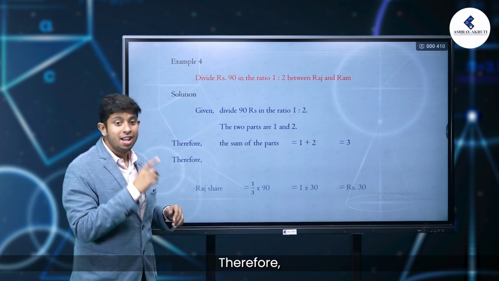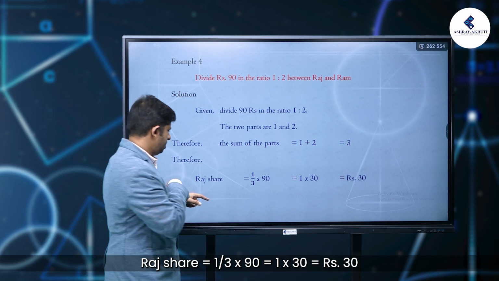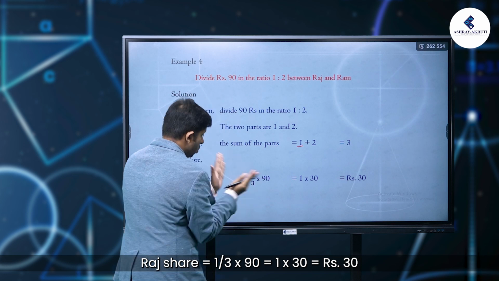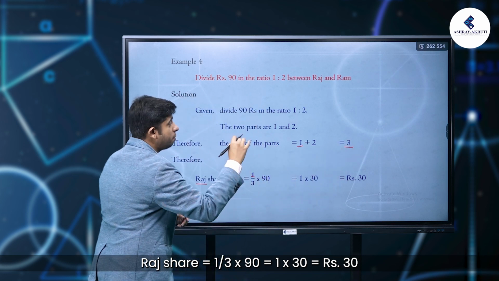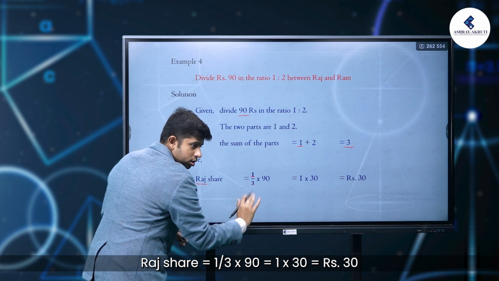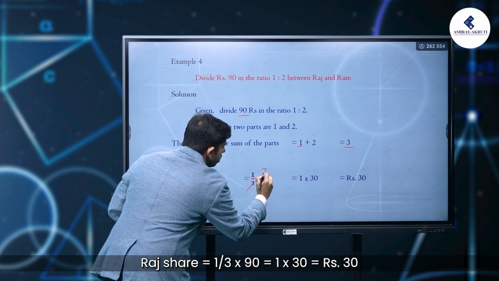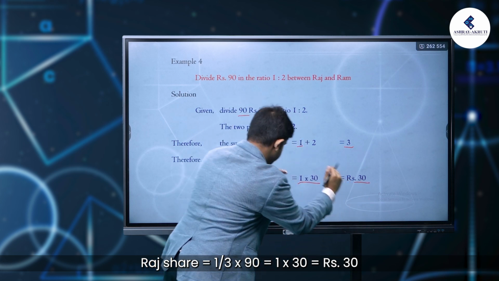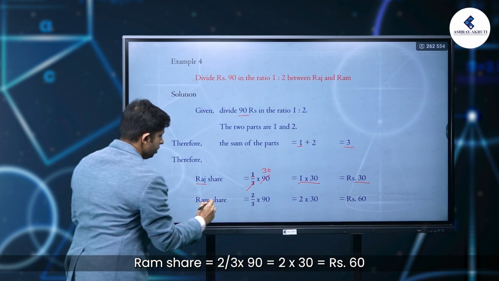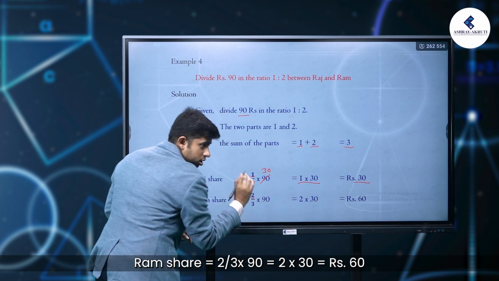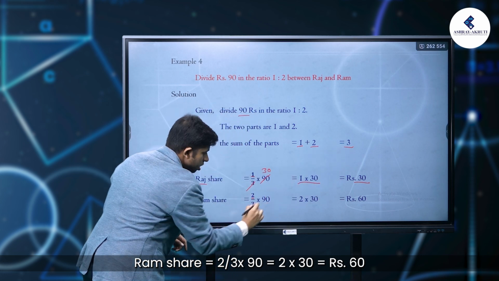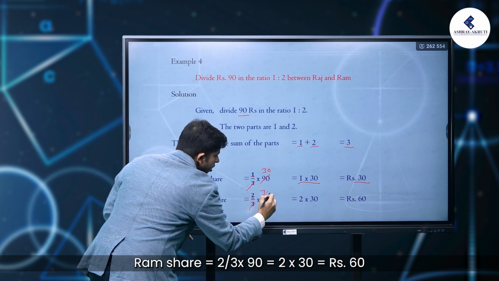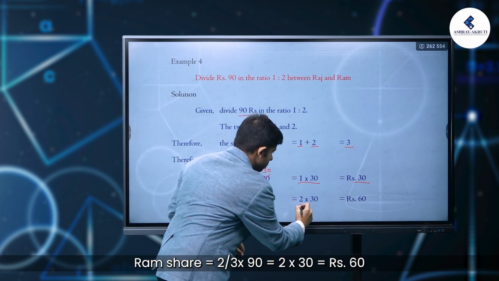Therefore, Raj's share is equal to 1 by 3 into 90, which is equal to 1 into 30. That is equal to rupees 30. Ram's share is equal to 2 by 3 into 90, which is equal to 2 into 30, which is equal to rupees 60.